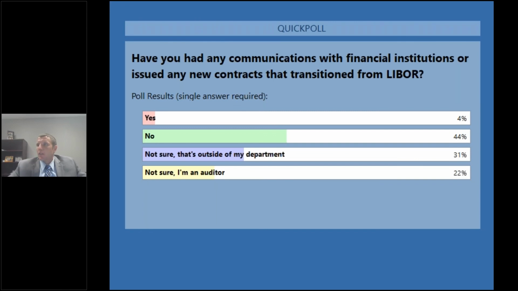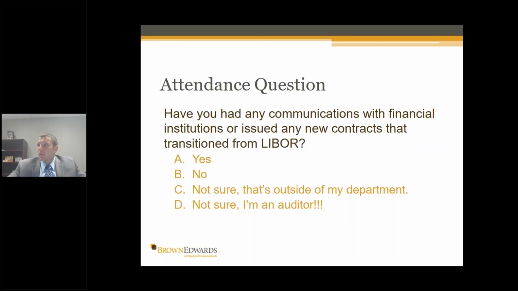All right, so it looks like we got a very small percentage that have actually talked with that institution about LIBOR. So I guess we'll see how that plays out as far as banks reaching out or localities being the first to reach out on these changes.